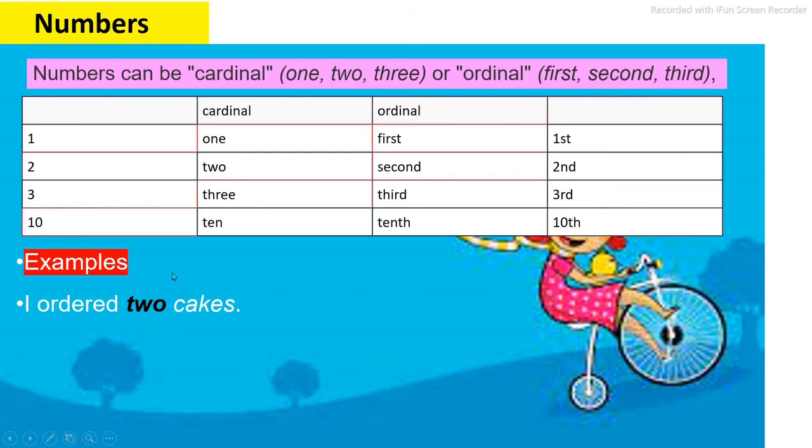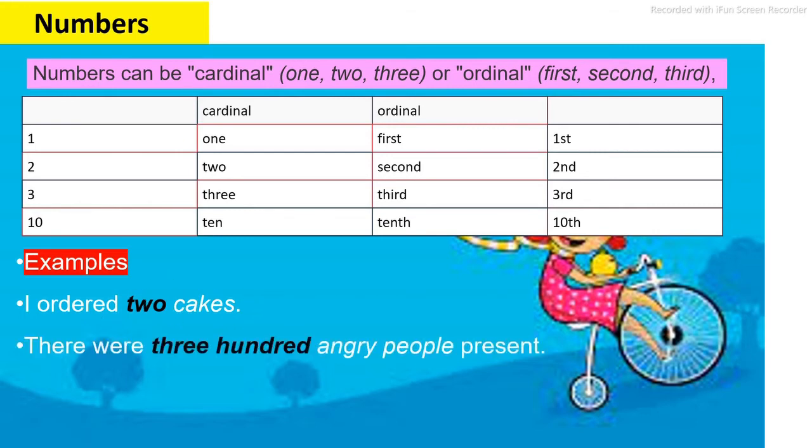Like, I ordered 2 cakes. So cakes, a noun, is modified with the number 2. There were 300 angry people present. So people is the noun which is modified by the word 300. It shows that there are so many people. So it is just clarifying or modifying the nouns.